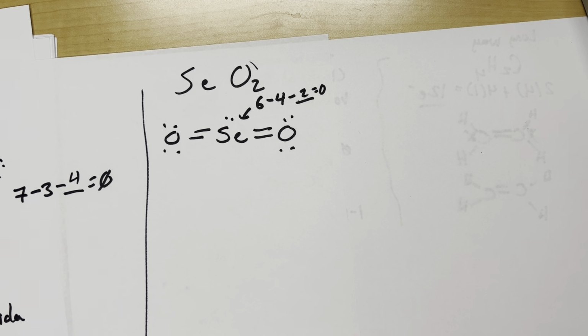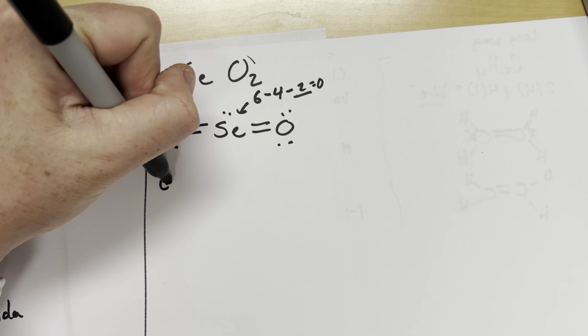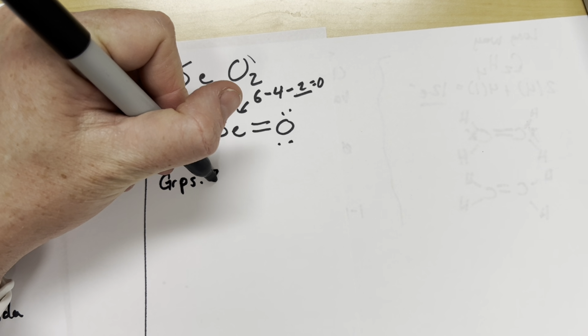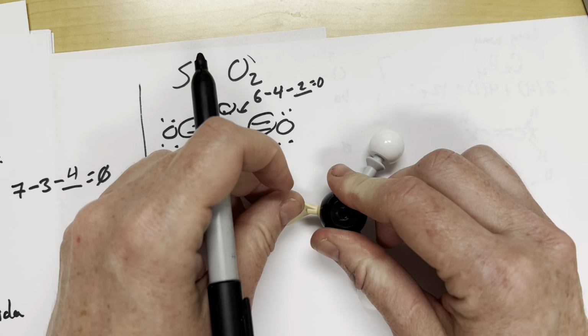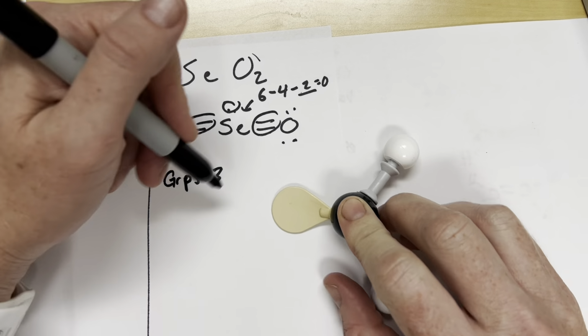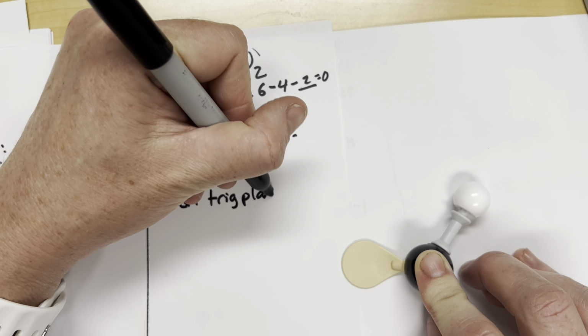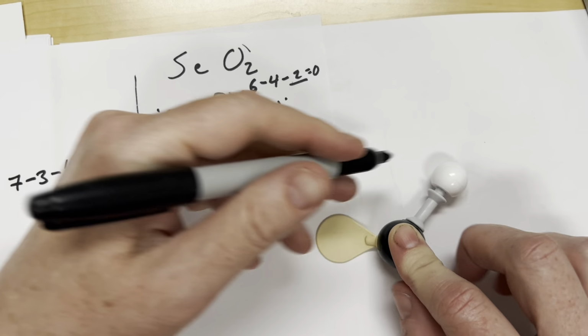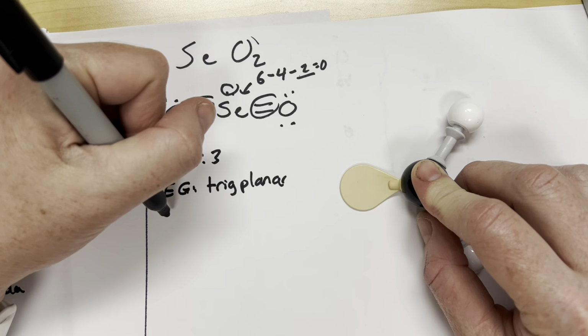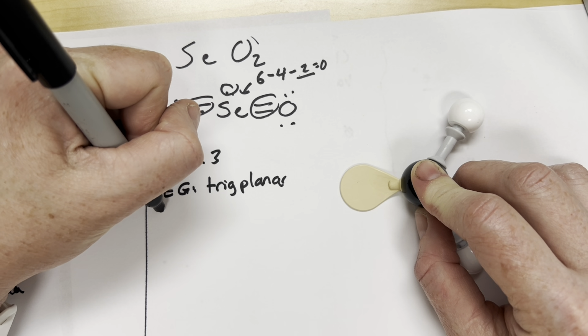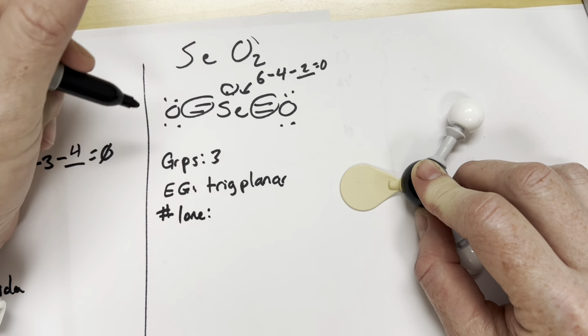Okay, so when we go to put that thing together, it's going to look like a flat triangle, electron geometry wise, because it has 3 electron groups. 1, 2, 3. Okay, so it looks like this. So its electrons are all in a plane. So its electron geometry is going to be trigonal planar. It's a triangle all in a plane. Its number of lone pairs, though, is 1.